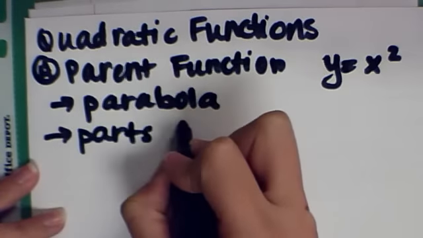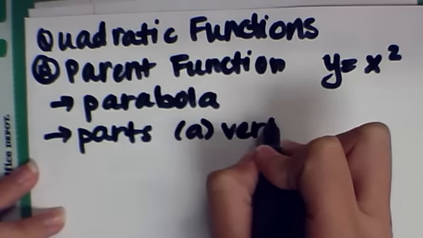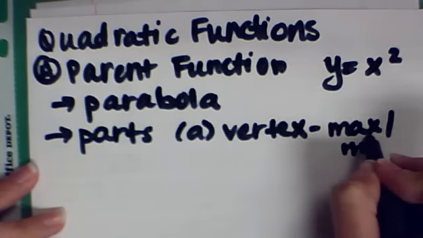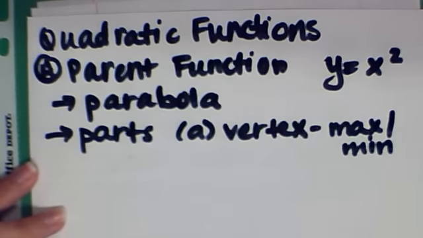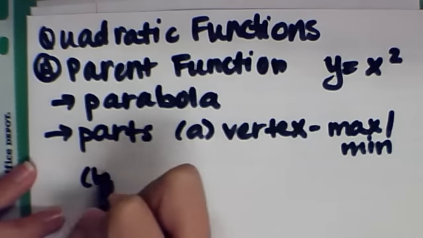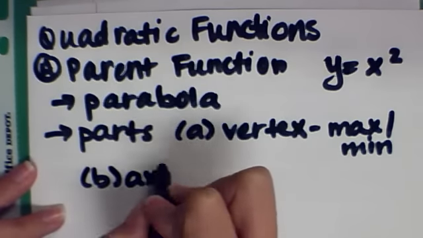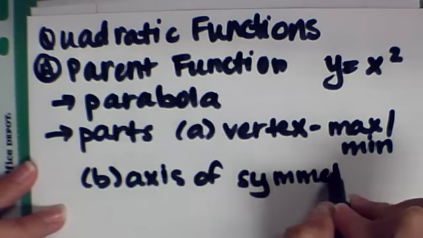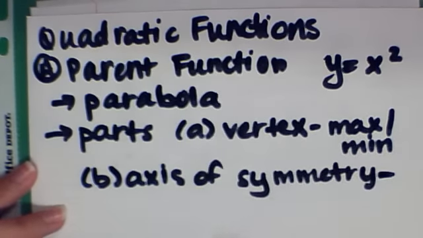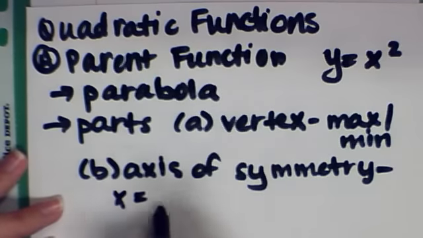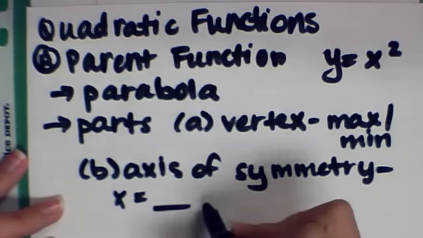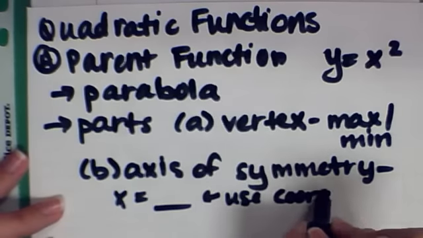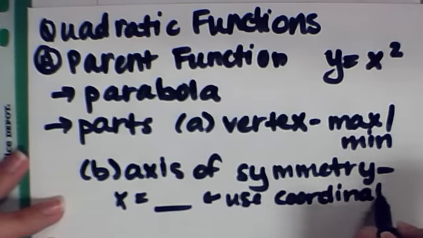If we talk about the parts of the graph, there are three main parts we're going to be concerned with. The first is the vertex, which is the maximum point or the minimum point, the top or the bottom, and that's a coordinate pair. B, the axis of symmetry, which is just x equals, and it's a vertical line, x equals, and we use the coordinate from above, so the coordinate from the vertex.